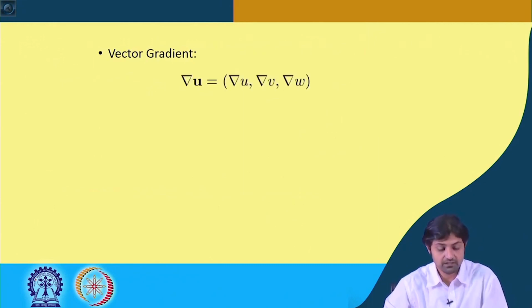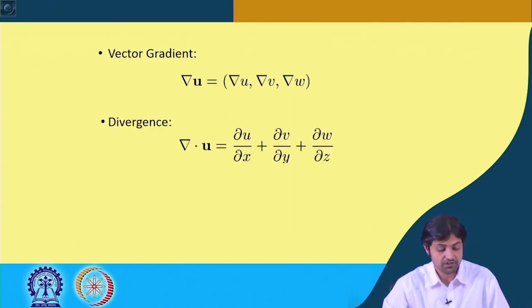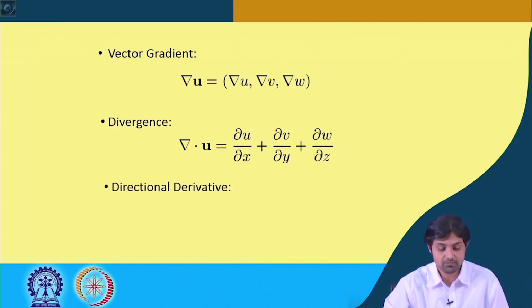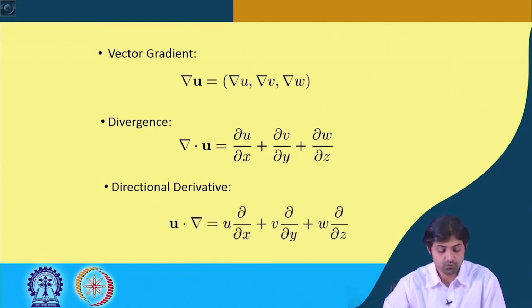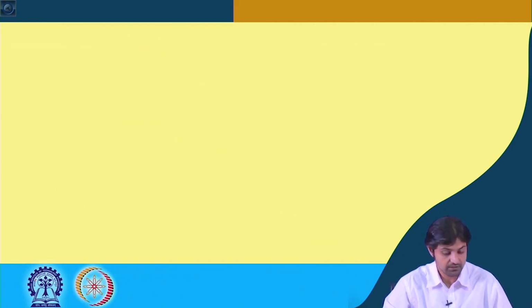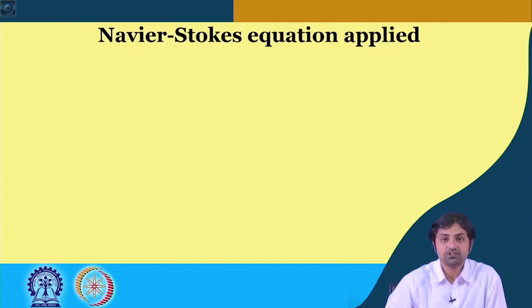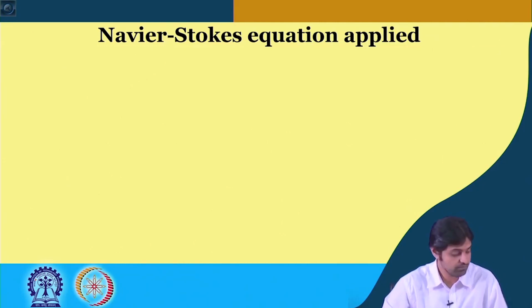There is a vector gradient, that is del u, del v, del w. There is a divergence operator, that is del dot u, that gives del u del x, del v del y, and del w del z. These are all basic mathematical equations that you know from before. There is one directional derivative, that u dot del, it becomes u del del x plus v del del y and w del del z. All right. So with this thing we are proceeding ahead for derivation of the laminar flow through pipes using the Navier-Stokes equation.